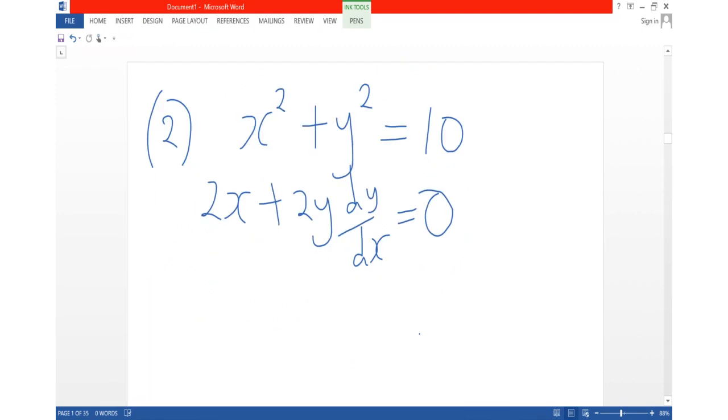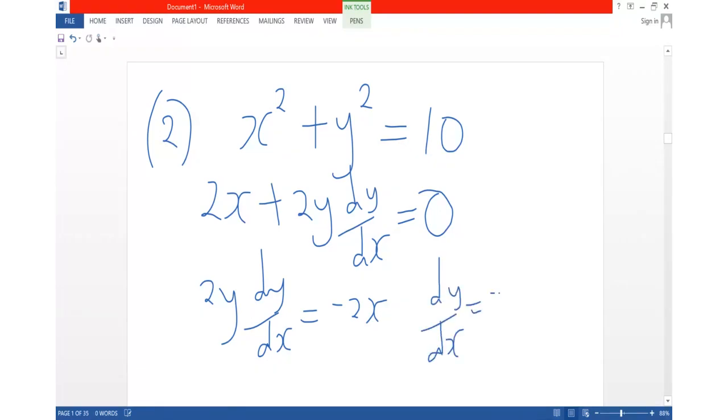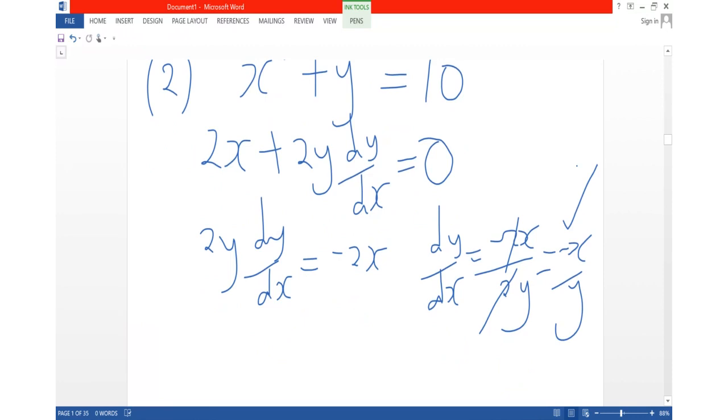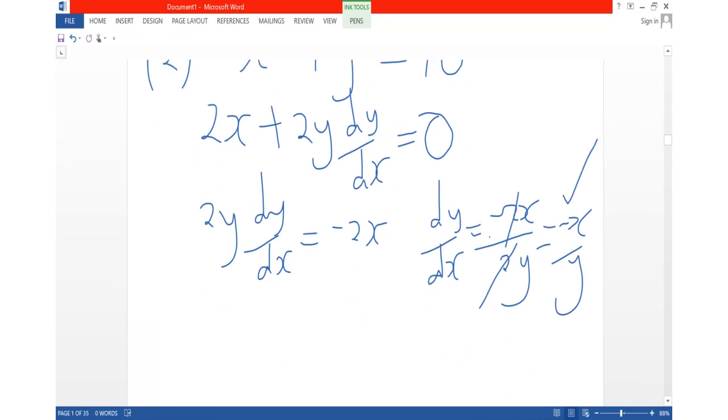So I'll take this other side. So 2y dy/dx will be given by negative 2x. This means that dy/dx will be given by negative 2x all over 2y. And then I cancel the 2 to get negative x all over y. So if you're unable to simplify, please just simplify. Cancel the 2. Why have the 2? At least now you are okay. I think you are getting what we are doing.